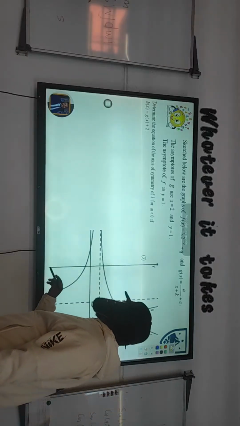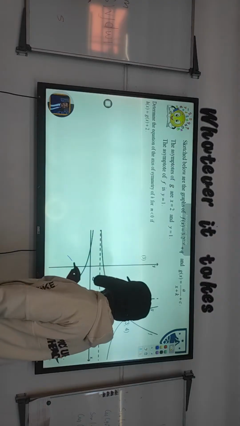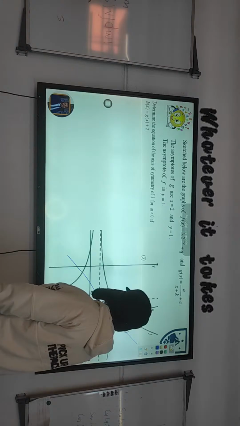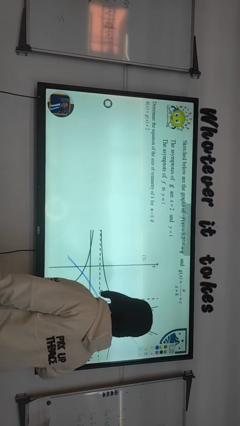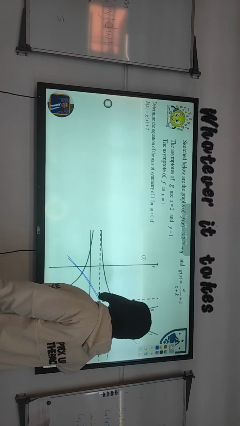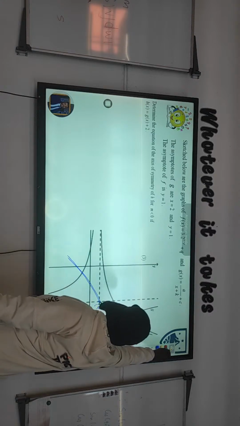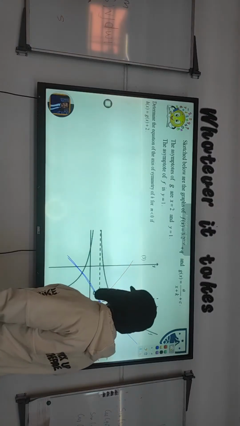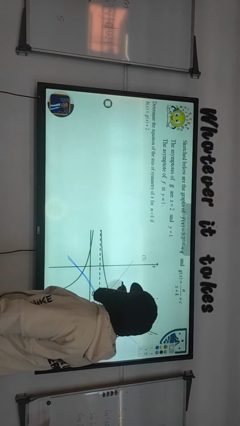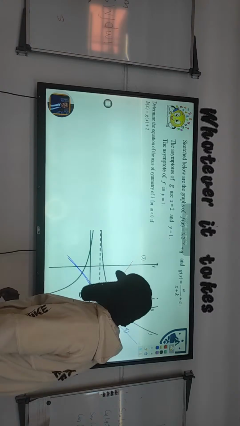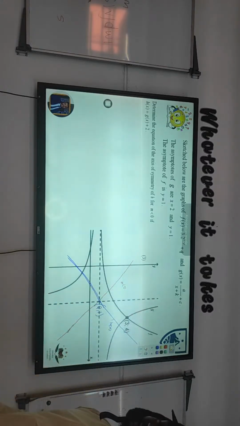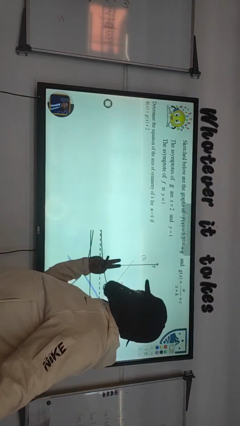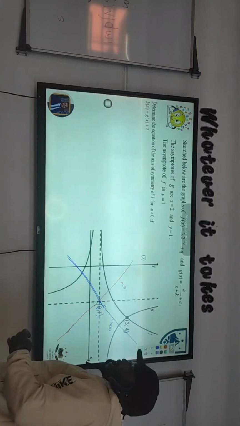Remember, the axis of symmetry are those two lines that will pass through the point of symmetry. One will have a positive gradient, and the other one will have a negative gradient. We call them the lines of symmetry. You only talk about those two lines of symmetry when we have a hyperbola.